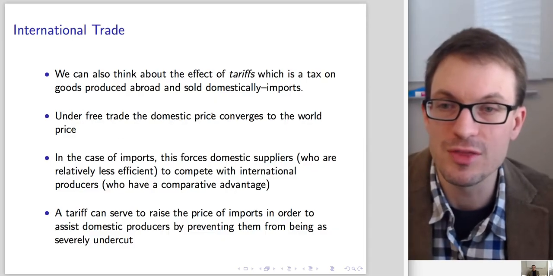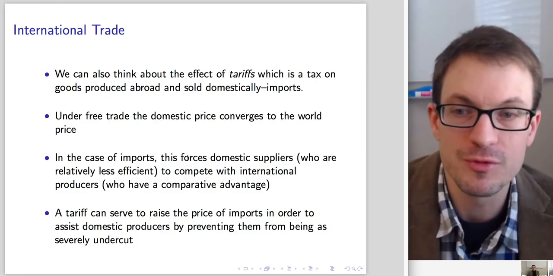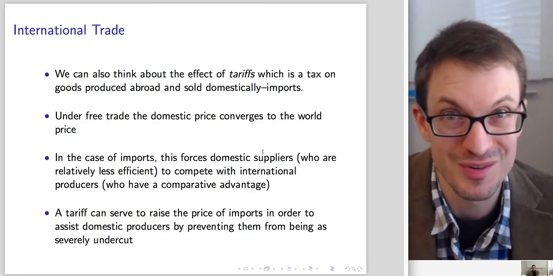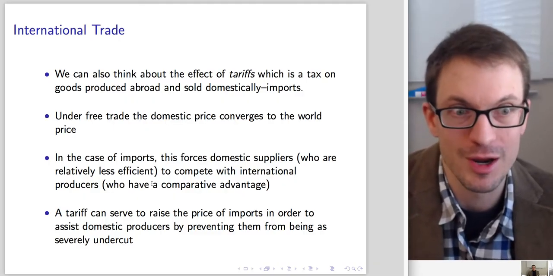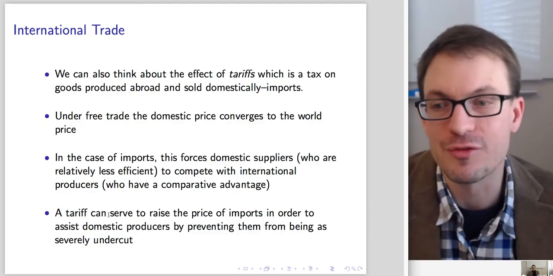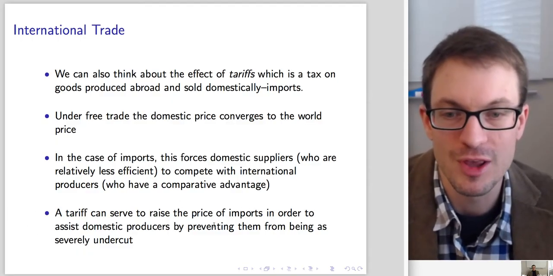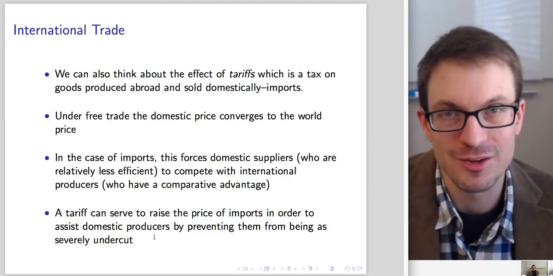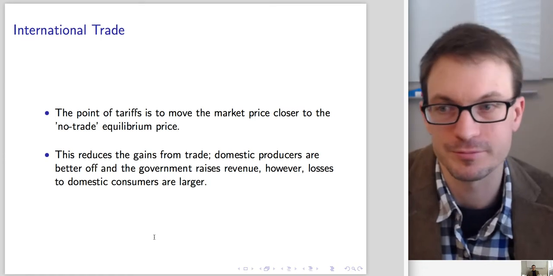So under free trade, the domestic price converges to the world price. In the case of imports, this would force domestic suppliers, relatively less efficient, to compete with international producers with a comparative advantage. What the tariff does is raise the price of imports in order to assist domestic producers by preventing them from being as severely undercut. That's the idea of a tariff. Okay.